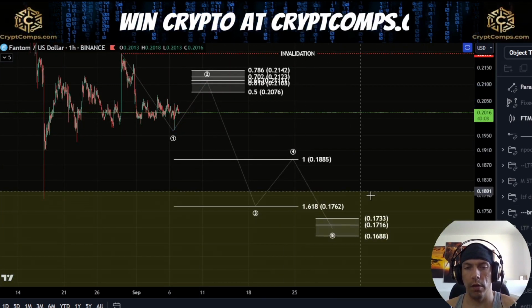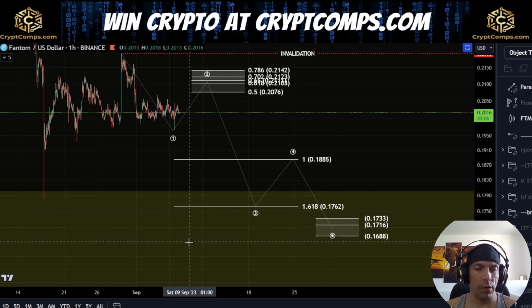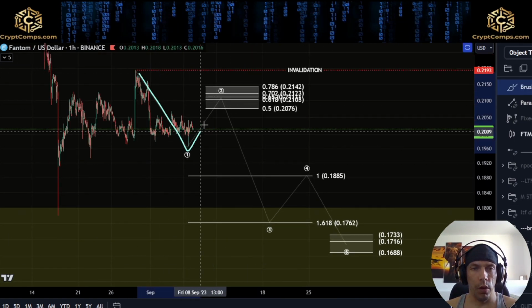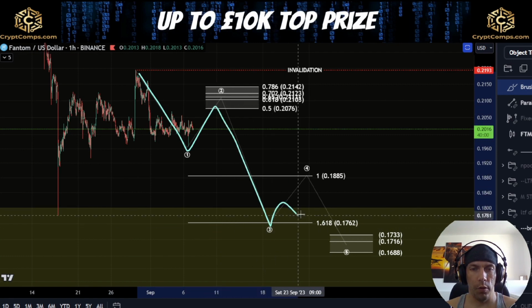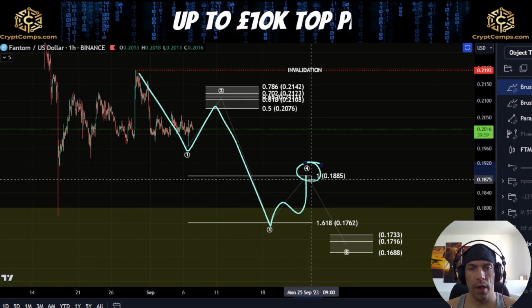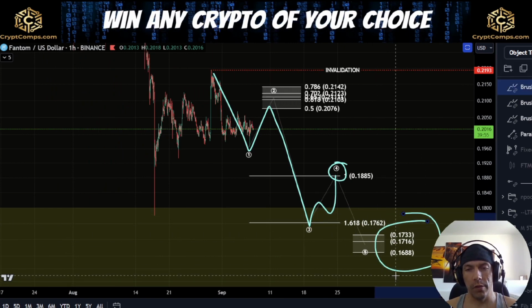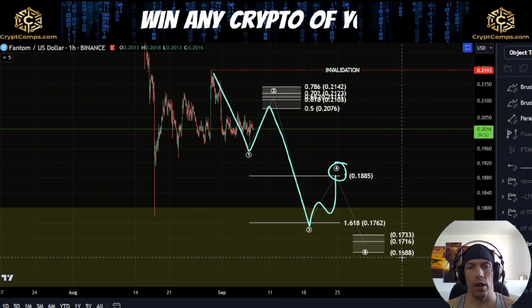If, however, this move starts to get more excited to the downside and we start to see price breaking down towards this zone of the 1762, then this would align more with the idea that this is 1, 2, 3, and then we'd be looking for evidence of this 4th wave and then this 5th wave to the downside, which could look to push us down towards the 1733 to the 1688 level.